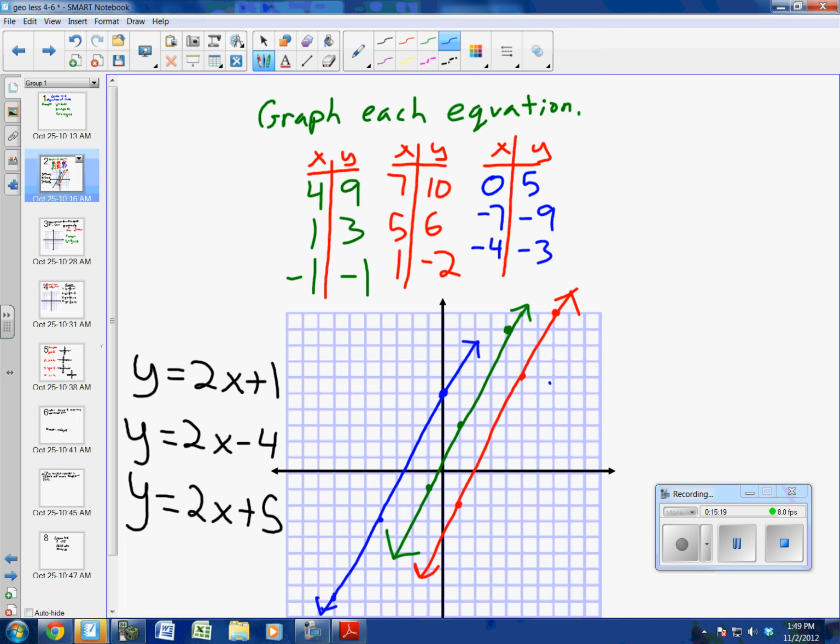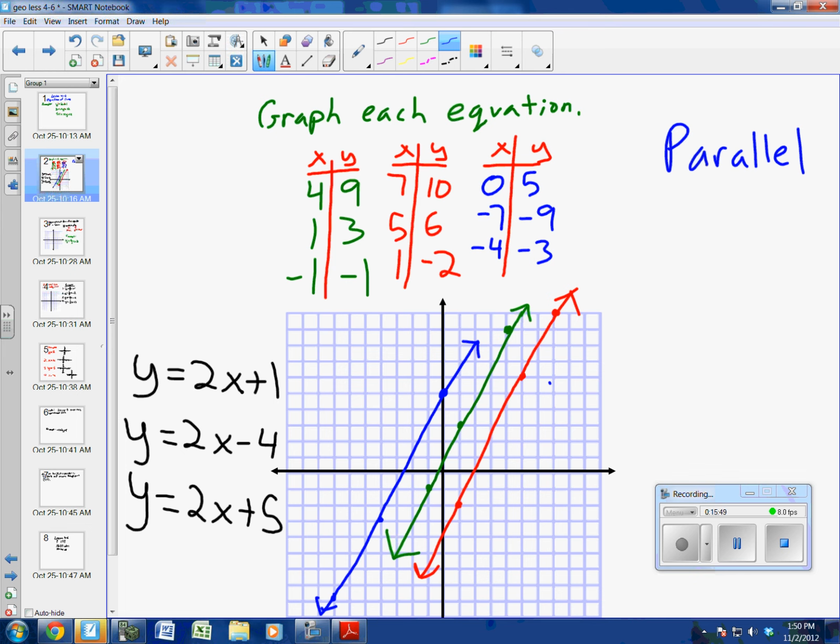What do you guys notice about all those lines right there? They appear to be parallel, right? Okay, they are parallel. What did we learn last time about parallel lines? What did we learn about parallel lines? Mitchell, what did we learn about parallel lines last time? That they never cross, but we didn't learn that last time. We already knew that.